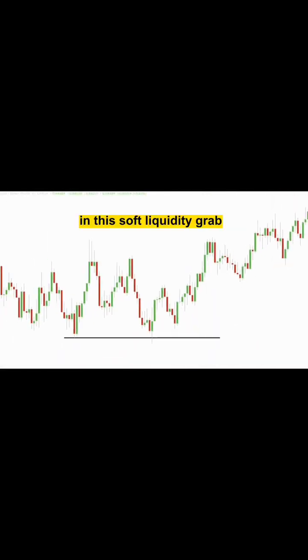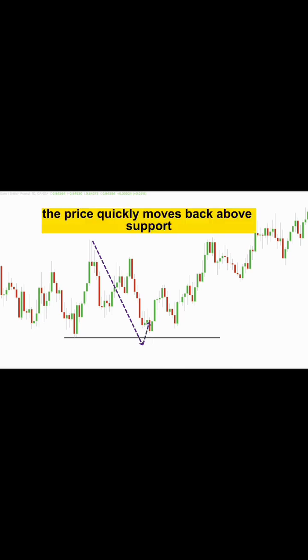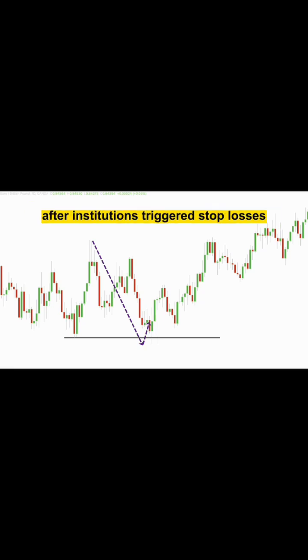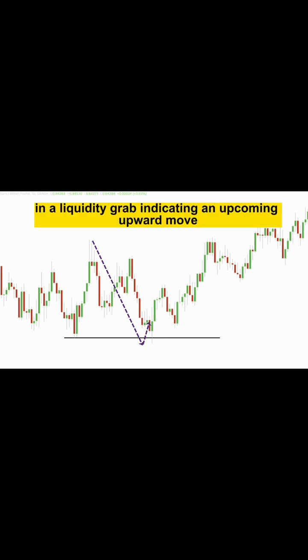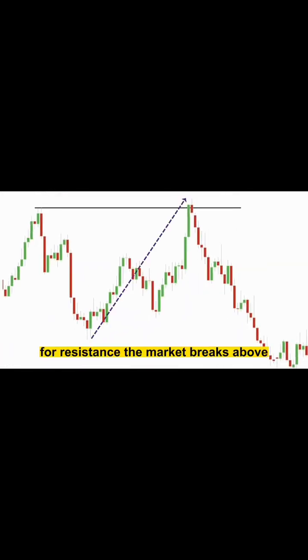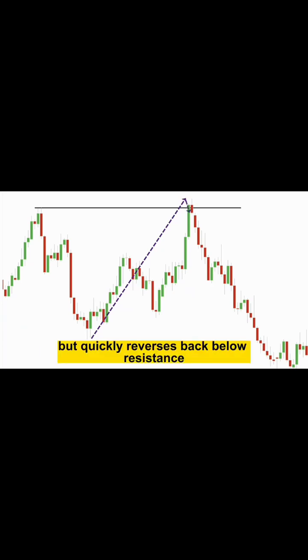In this soft liquidity grab, the market briefly breaks below support and triggers stop losses. The price quickly moves back above support, forming a tailed bar with a long wick below. This signals that the market rejected lower prices after institutions triggered stop losses in a liquidity grab, indicating an upcoming upward move. For resistance, the market breaks above, triggering stop losses of short traders, but quickly reverses back below resistance.